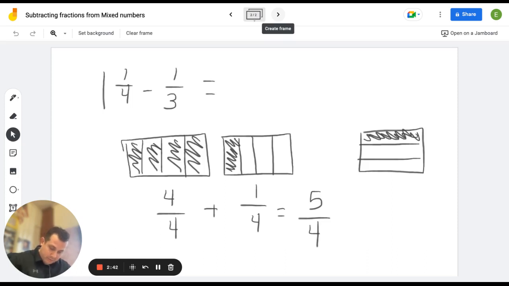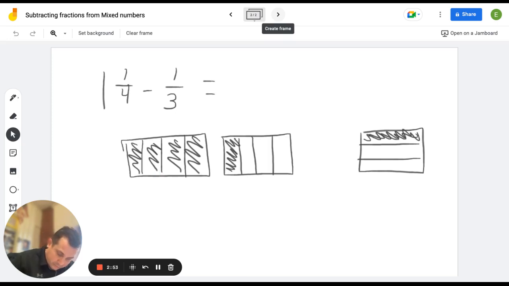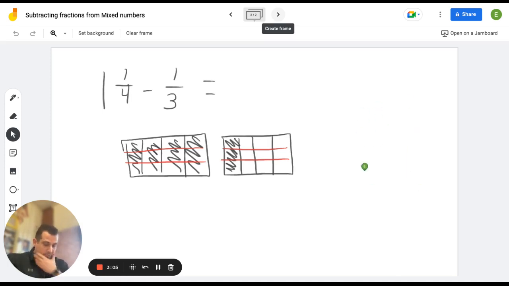So for right now, I'm going to erase this, and I'm going to merge this 1/3 into here. So I'm going to change color, and now I'm going to split this up into 3 equal pieces going horizontally. So now I've merged it. I'm going to erase that model over there.